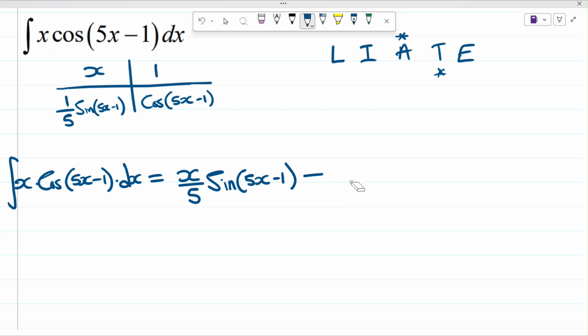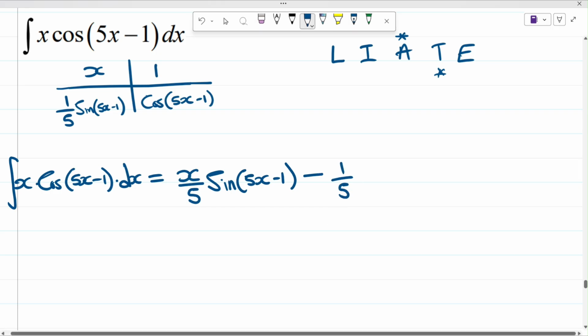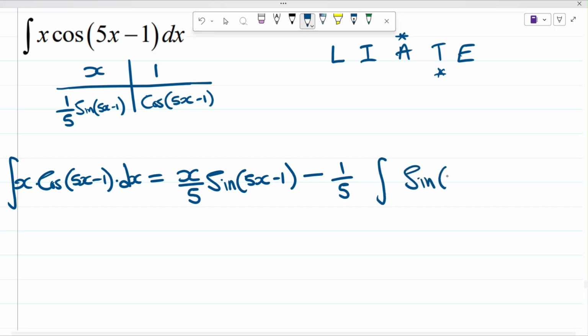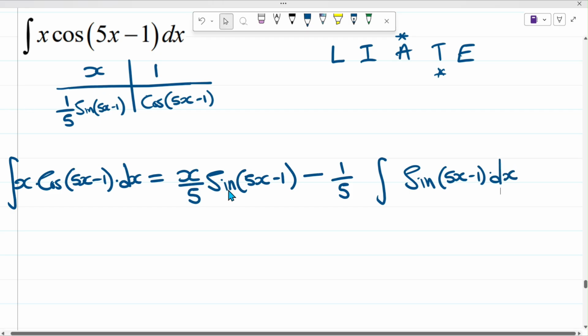Then I can already take the 1 over 5 out, and then the integral of sine of 5x minus 1 dx. So what did I do for this part? I said second quadrant multiplied by the third quadrant. For this one, I say minus first multiplied by the third. I already took the 1 over 5 out, so now I'm left with this, and I'm supposed to integrate this.